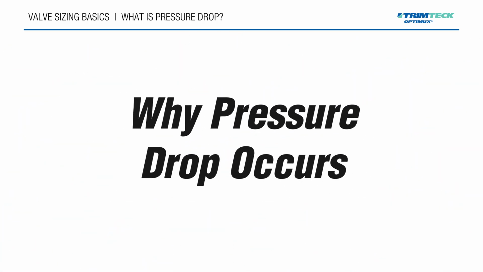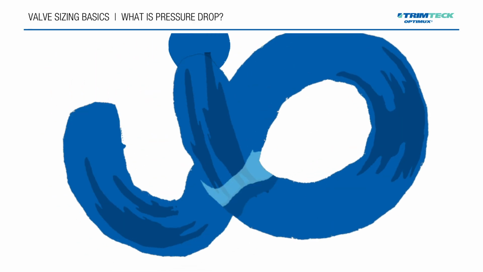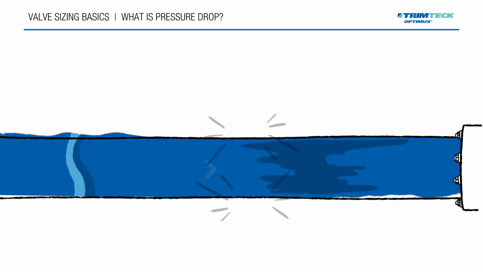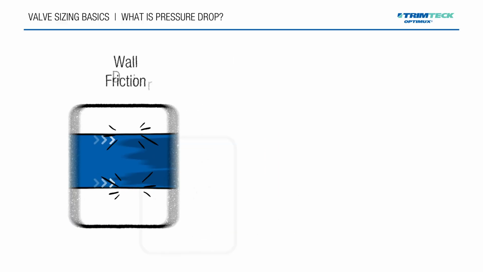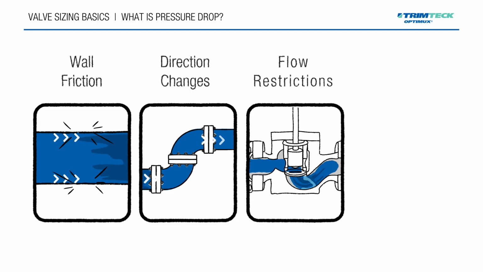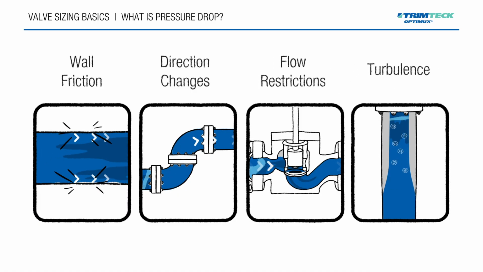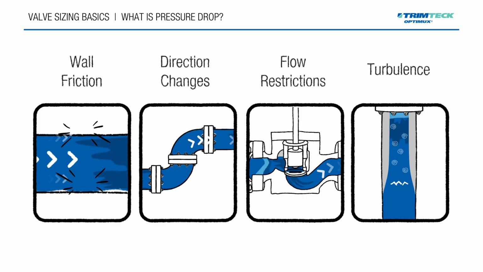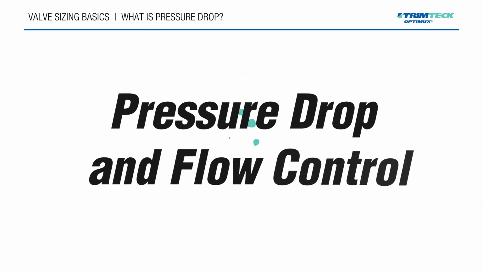So why does pressure drop happen in the first place? Because flowing fluid always encounters resistance. That resistance can come from several sources. Friction between the fluid and the pipe walls. Changes in direction, like elbows and fittings. Restrictions, such as valves or orifices. And turbulence caused by changes in velocity. All of these effects convert pressure energy into heat and turbulence, which results in lower pressure downstream.